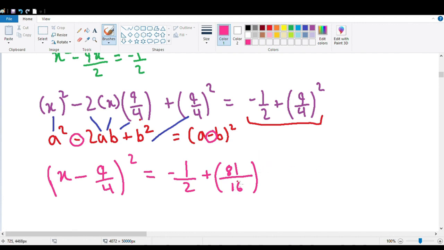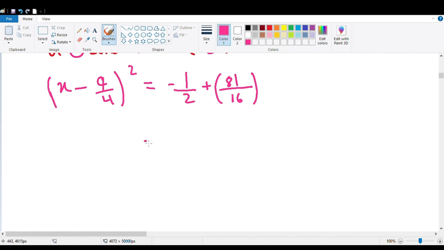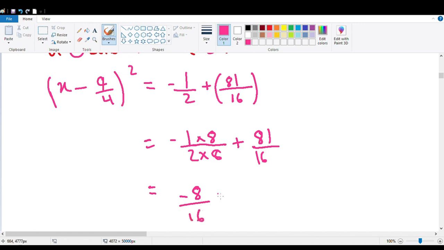So we're going to try to take the LCM, so we're going to multiply 2 by something to make it 16, and in this case we're going to have to multiply by 8 because that's what makes 16. Same thing over here, but I'm not really going to write it. And then let's multiply 8 by both of them, plus 81 over 16. So again, same thing over on this side, and it's going to be minus 8 over 16 plus 81 over 16.